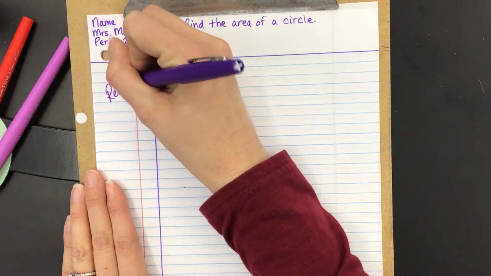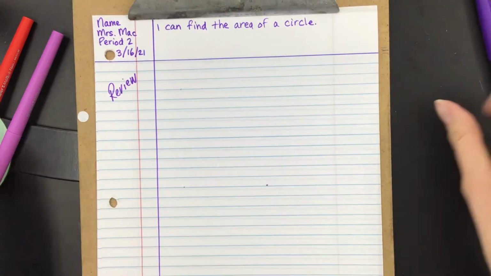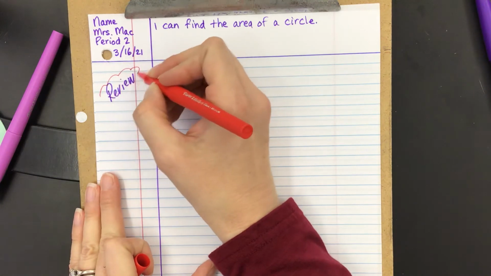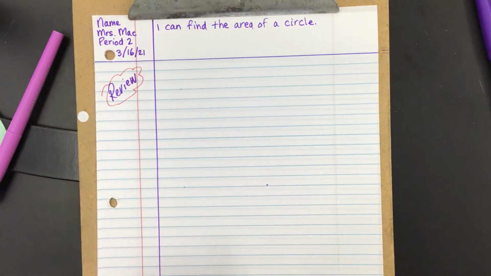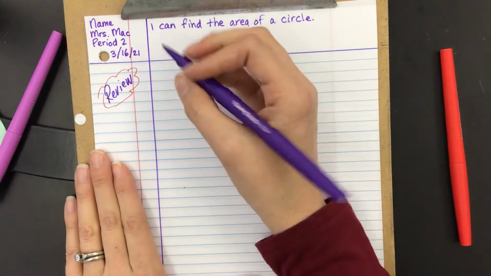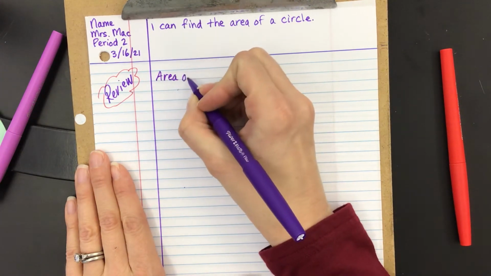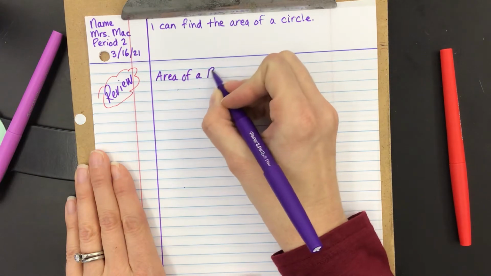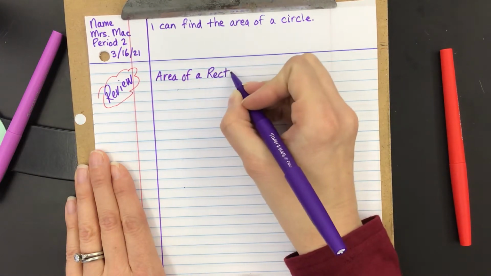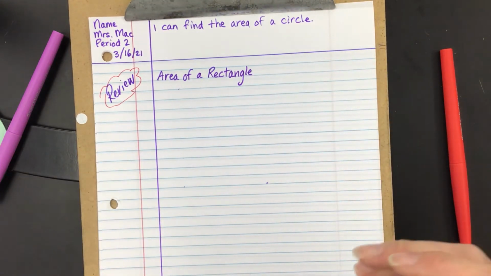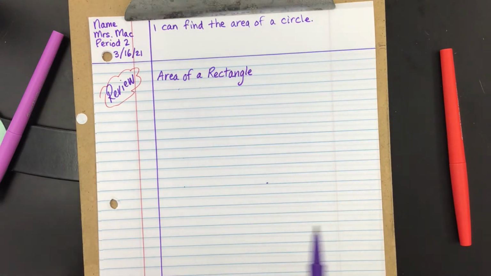Okay, so let's start with our trip down memory lane. We're going to go back a few grade levels, and we're going to talk about the area of a square. Or actually a rectangle, sorry. Same thing though. Okay, area of a rectangle. Okay, so let me draw out a rectangle for you.